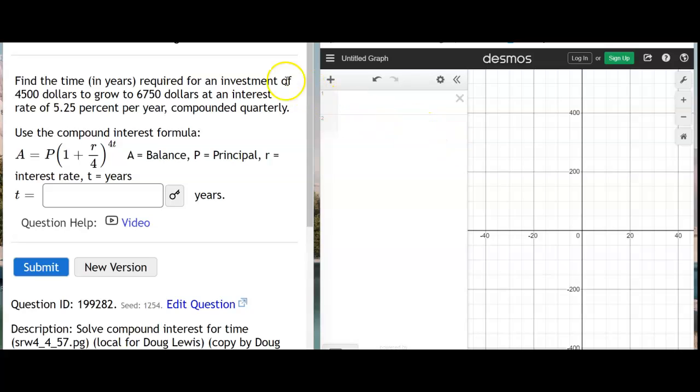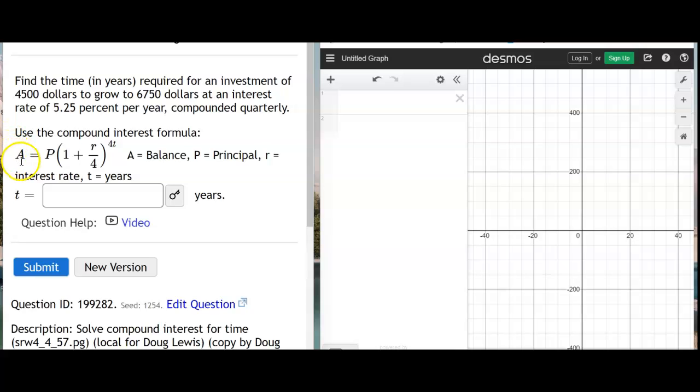It says find the time in years required for an investment of $4,500 to grow to $6,750 at an interest rate of 5.25% per year, compounded quarterly. It says use the compound interest formula below here.